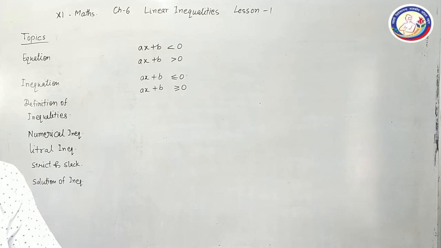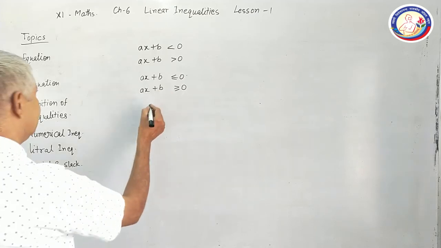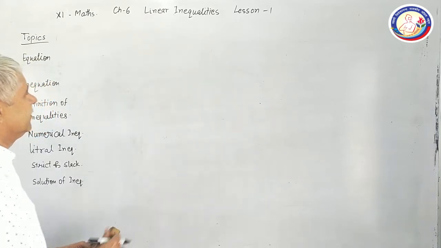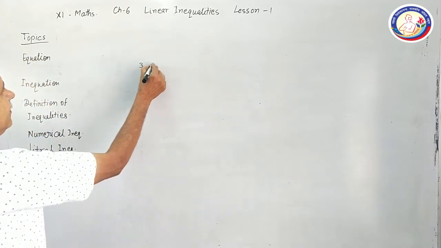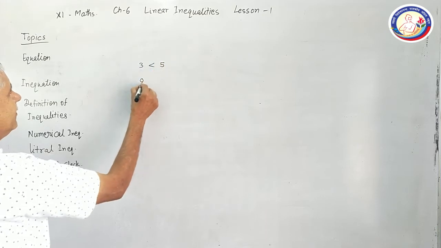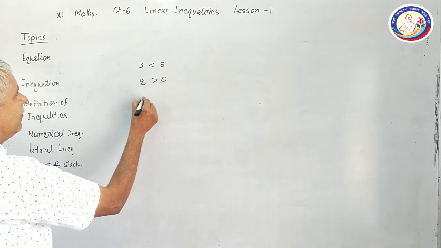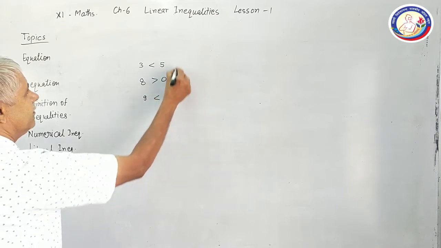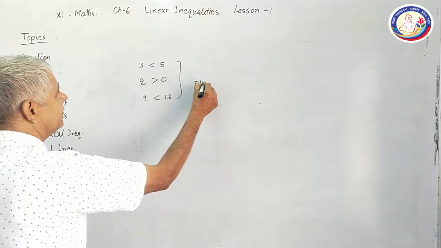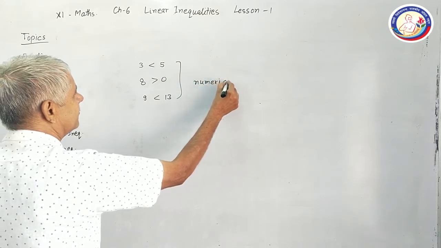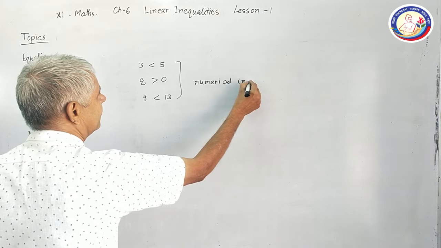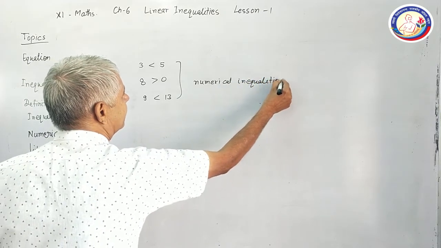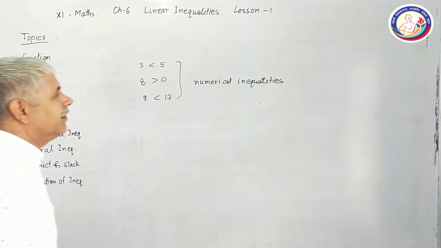Now, what is numerical inequality? If there are two numbers, just say 3 is less than 5, or 8 is greater than 0, or 9 is less than 13. These are numerical inequalities. Or we may call them numerical inequations.